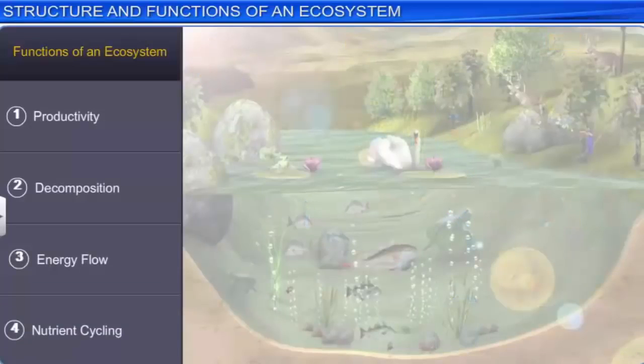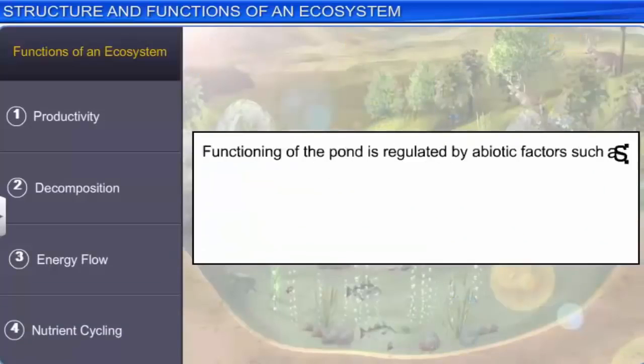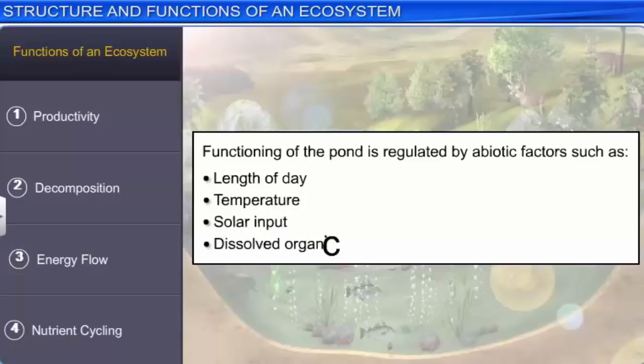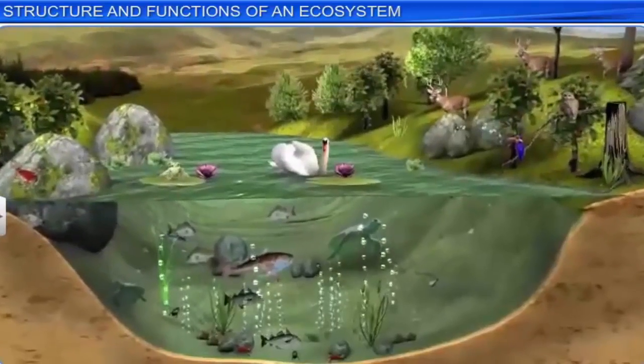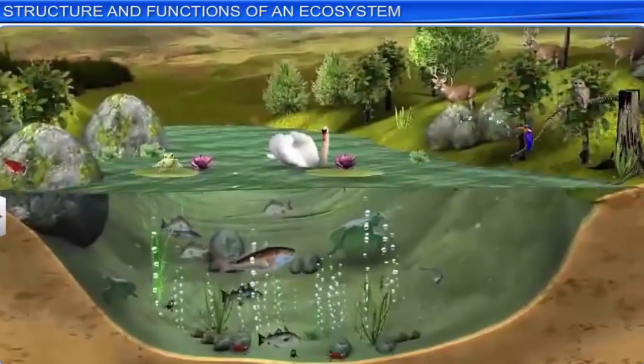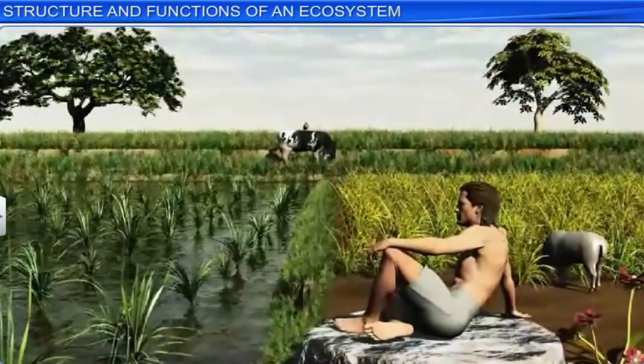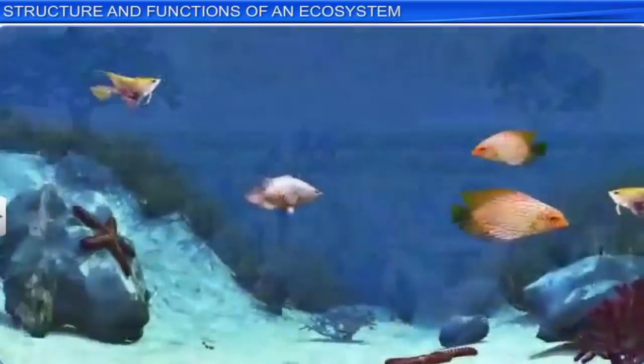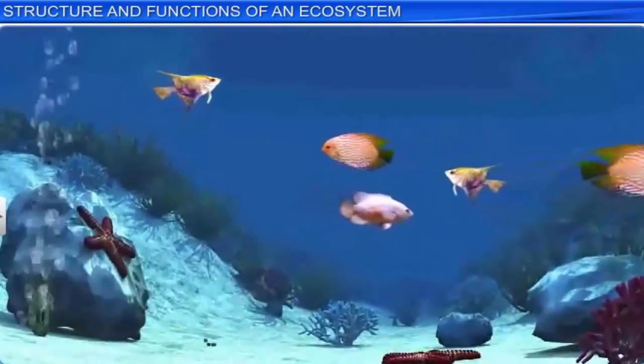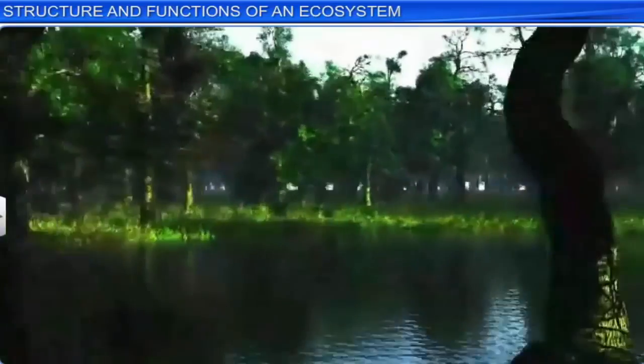In addition, the functioning of the entire pond is regulated by abiotic factors such as length of day, temperature, solar input, dissolved organic and inorganic materials, to name a few. Thus, the structure of ecosystems varies greatly, and its functioning depends on rate of nutrient and energy flow, and also the interrelation between living organisms and the environment, thereby forming a self-sustaining system.